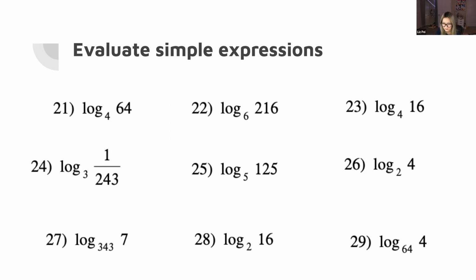But all you're getting out of here is a number. So for example, number 21, all you'll get is 3, right? Because 4 to the third power equals 64. So you're getting whatever it's equal to over here. So you just have to solve it. Okay, I'll give you guys like 5 minutes to do this because I don't know if you guys know this right away.